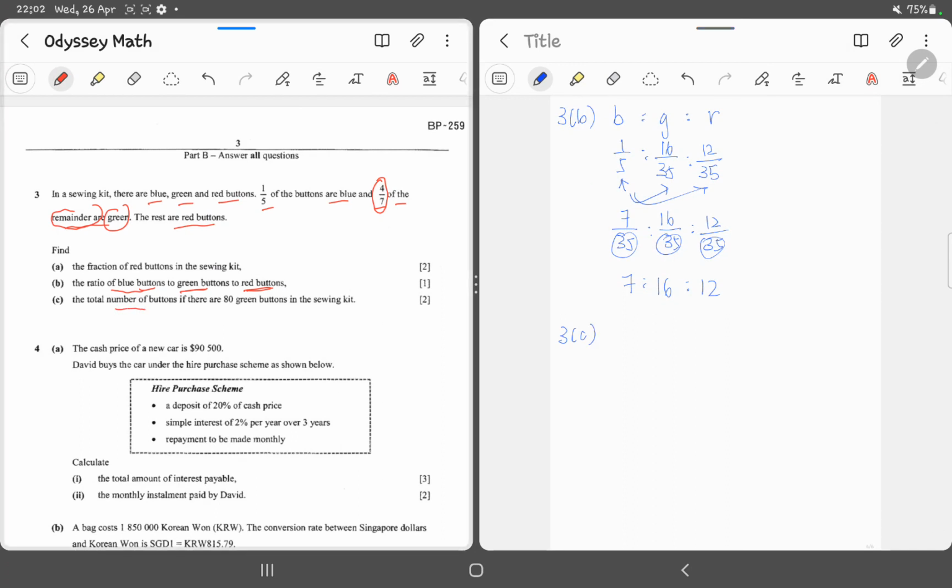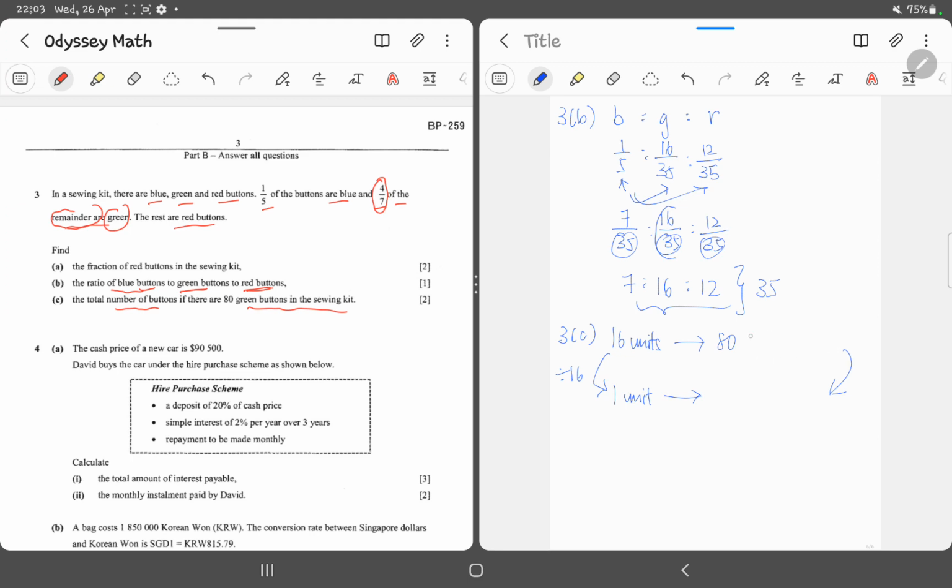For 3C, find the total number of buttons if there are 80 green buttons in the sewing kit. So this is the ratio that we found earlier. So 16 units, which is the green buttons, there are actually 80 green buttons. And the total of this ratio is 7 plus 16 plus 12, which is actually equal to 35. Which means that 35 units will be the total number of buttons. So first thing, I calculate 1 unit first. So 16, to get to 1 unit, I need to divide by 16. So same goes for over here.